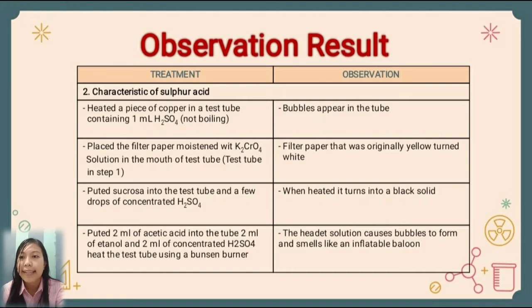The second, characteristic of sulfuric acid. First, heat a piece of copper in a test tube containing 1 ml H2SO4. Observation: bubbles appear in the tube. Two: place the filter paper moistened with K2CrO4 solution in the mouth of the test tube. Observation: the filter paper that was originally yellow turned white.